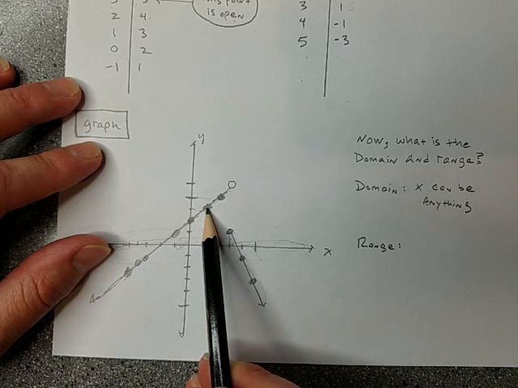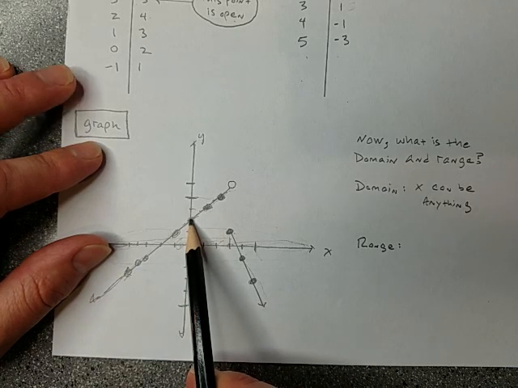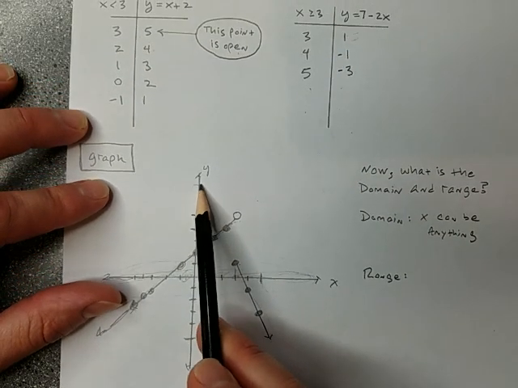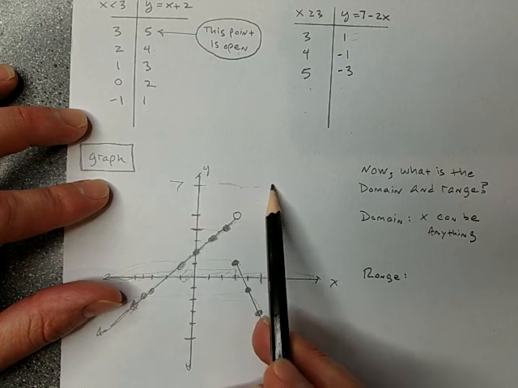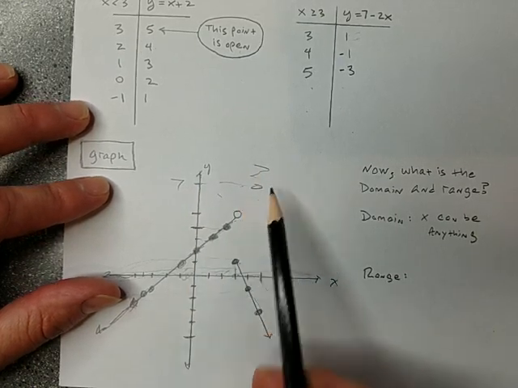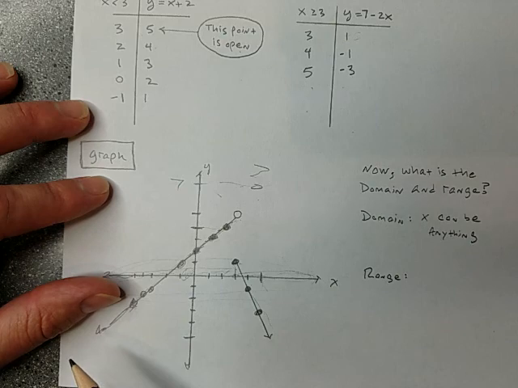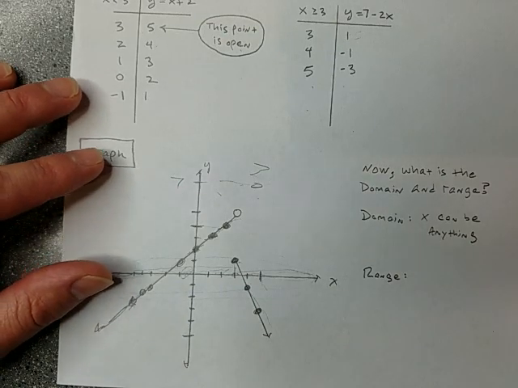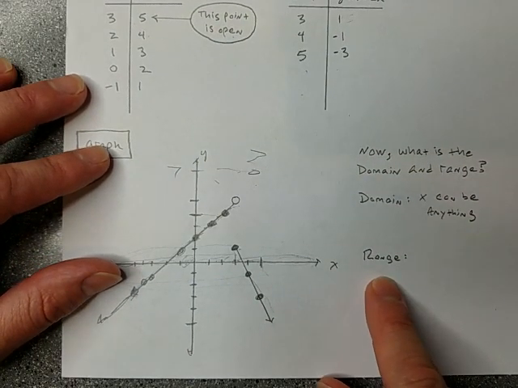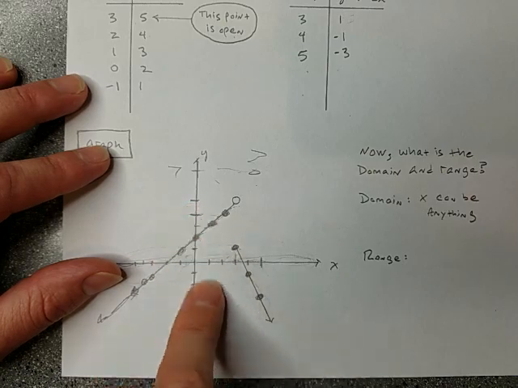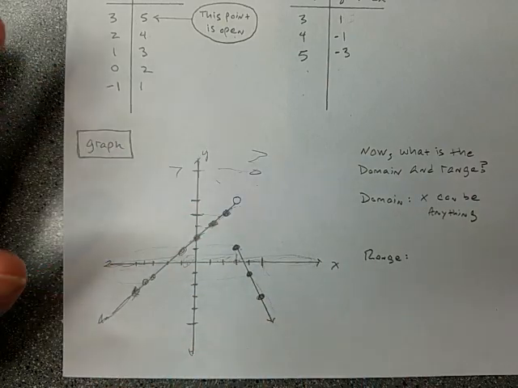Okay, you get the idea. Y can be 2. Can y be 7? Well, there's nothing up there. The graph doesn't go that high. So you could think of it like this. The range is the span of the graph along the y-axis. That's anything that y can be.